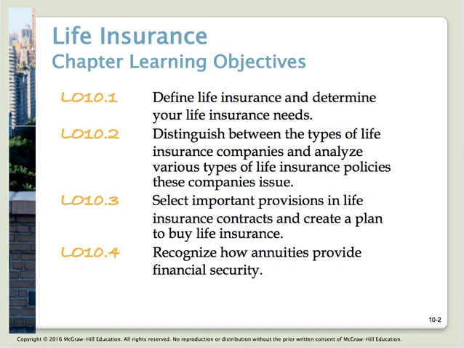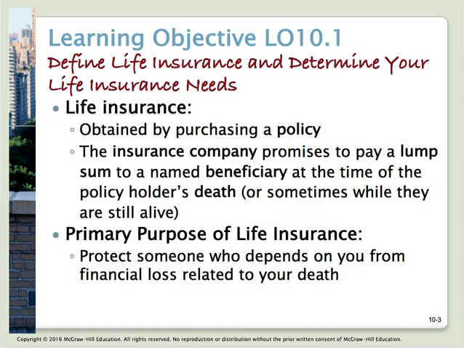Learning objective number 4, recognize how annuities provide financial security. An annuity pays you while you live, where life insurance pays when you die. With a fixed annuity, you receive a fixed amount of income over a certain period or for life. With a variable annuity, the monthly payments vary because they are based on the income received from stocks and your other investments. So let's begin by looking at learning objective number 1.